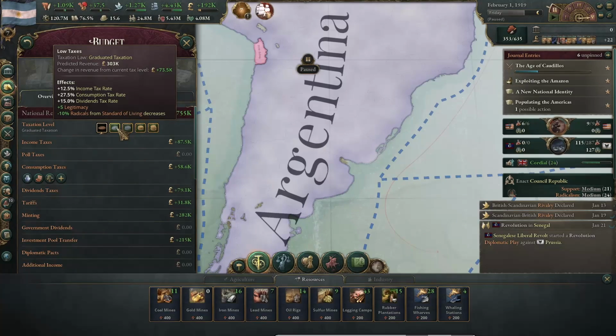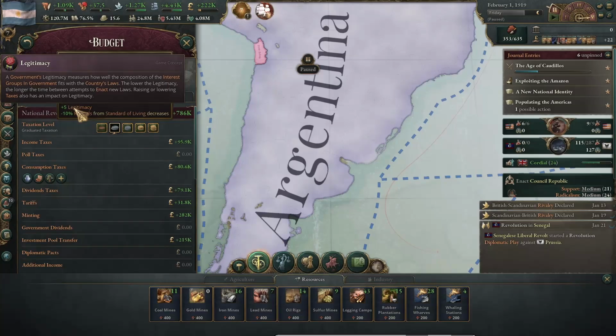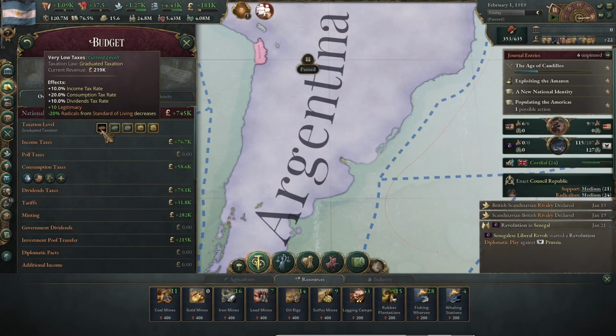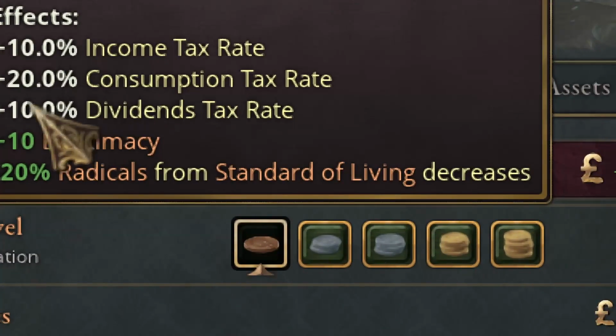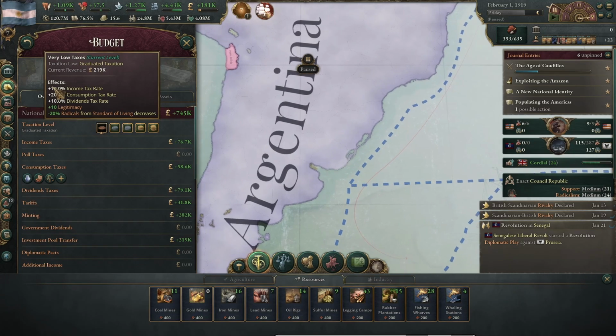But if your government is, let's say, 86, you should go here, because here you're going to be gaining just 5 points in legitimacy, and this is all you need to get that sweet 90 legitimacy or more. But always lowering taxes is a good thing because it gives you more loyalties by increasing your standard of living.